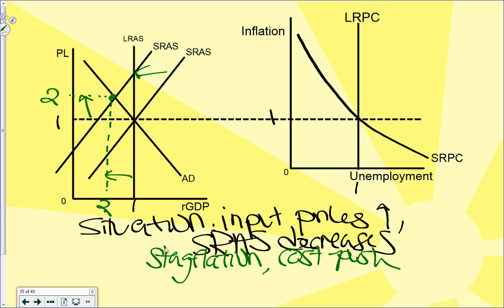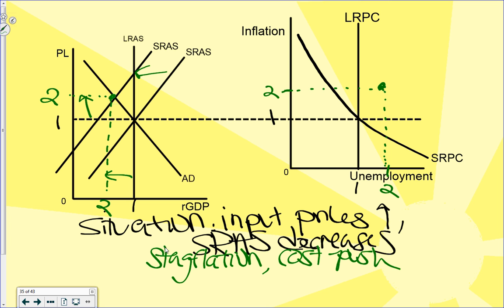Bella, what happened to prices? They increased. So inflation went up, so let's say here, from like 1 to let's say 2. But then unemployment. What happened to unemployment? Because GDP just fell. So they're both increasing. Okay, so we go from here to here. How can you have a point there?